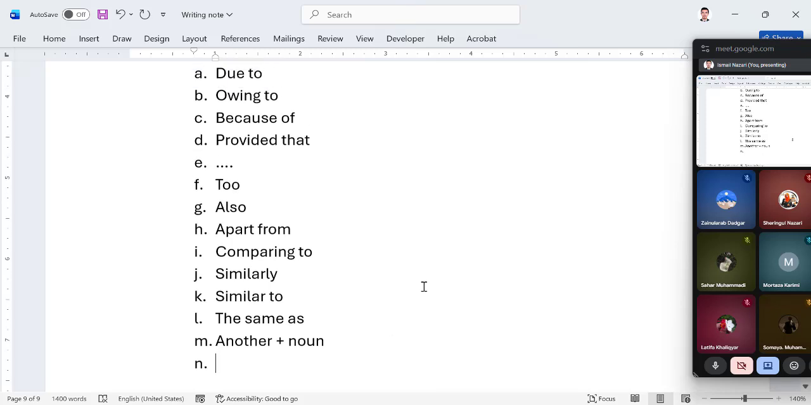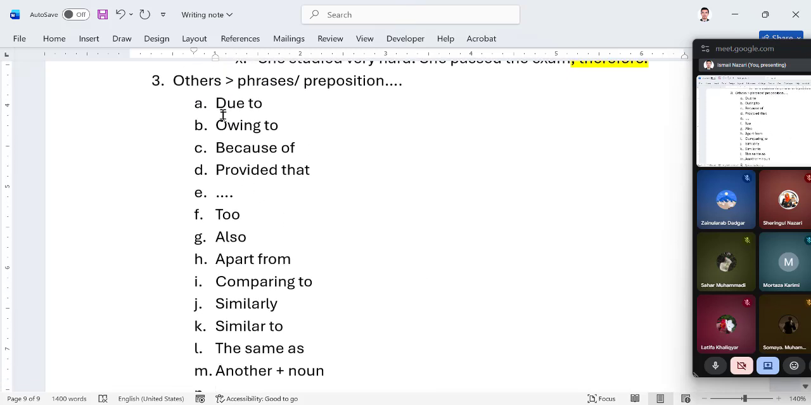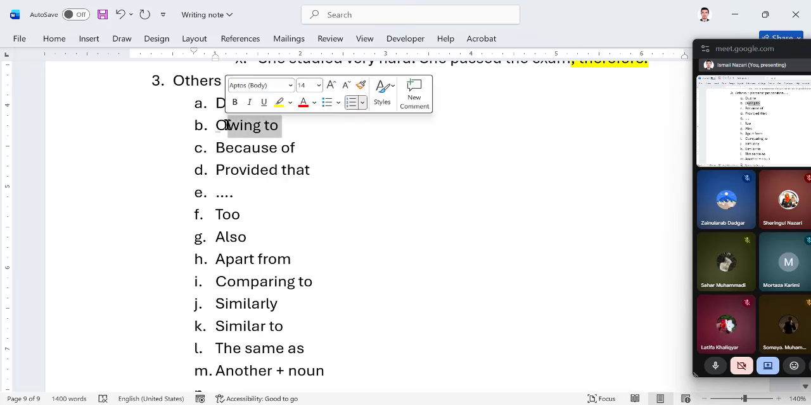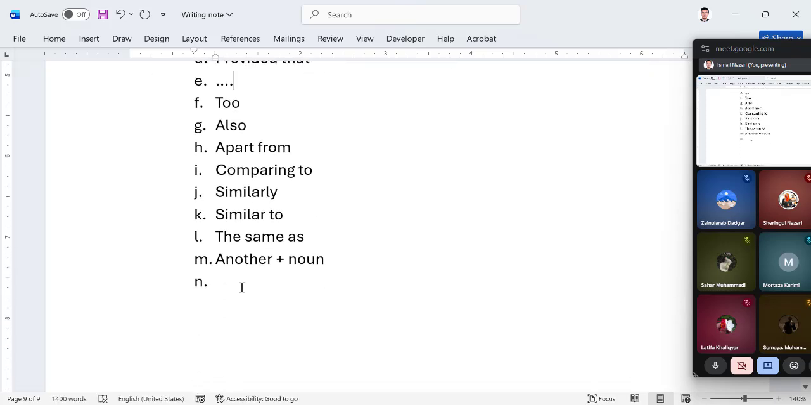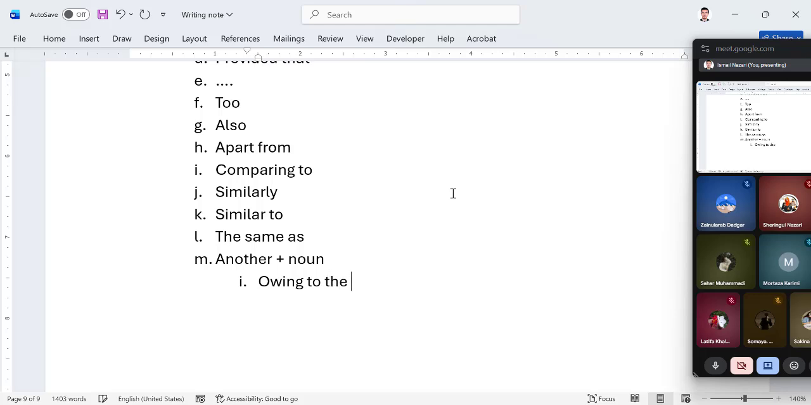So who can make a sentence using one of them? I'll write one with owing to. Owing to simply means because of something. I'll write one. It is usually with a phrase: owing to the circumstances in Afghanistan.